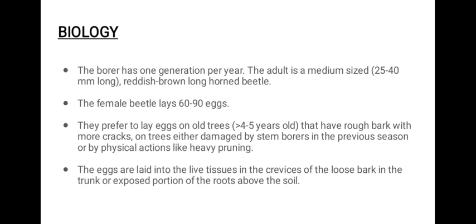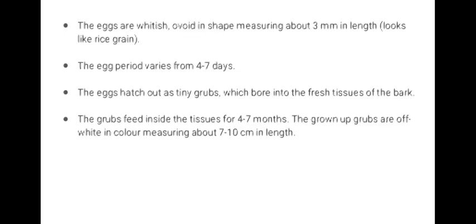The borer has one generation per year. The adult is a medium-sized reddish-brown long-horned beetle. The female beetle lays 60 to 90 eggs. They prefer to lay eggs on old trees that have rough bark with more cracks, on trees either damaged by stem borers in the previous season or by physical actions like heavy pruning. The eggs are laid into the live tissues on the recesses of the loose bark in the trunk or exposed portion of the roots above the soil.